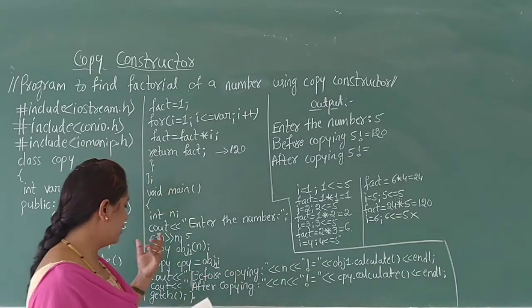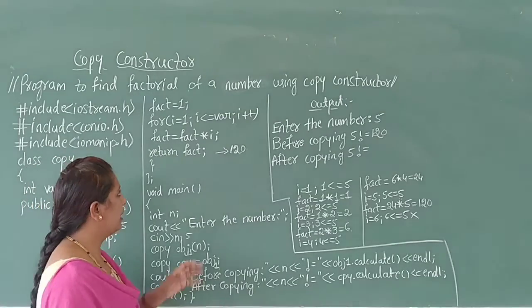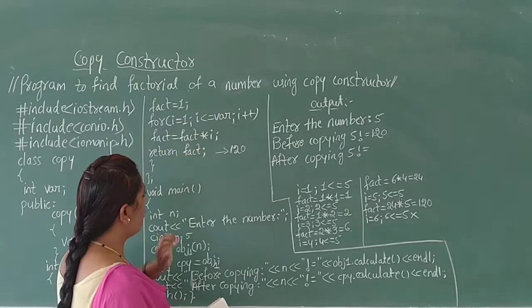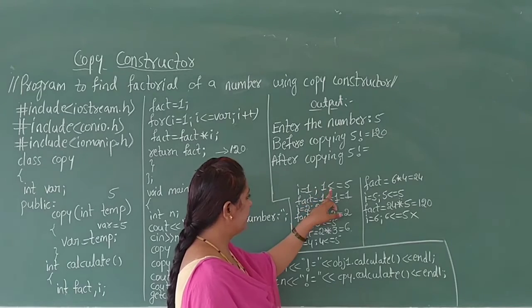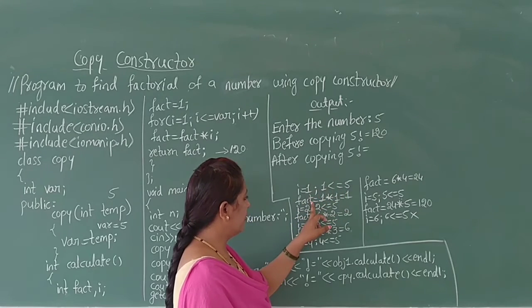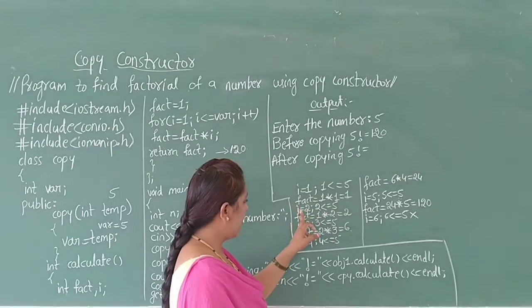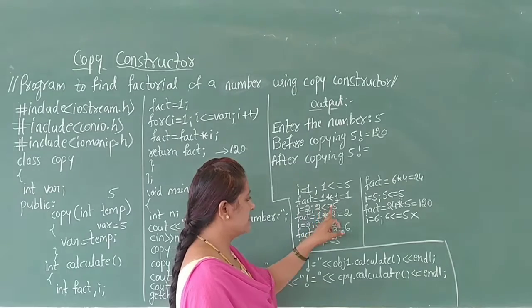Then it connects to the calculate member function and executes the following statements, and it reads the fact value as 1. Then again the for loop is executed with the initial value 1. Then 1 is less than or equal to 5. Yes, it calculates the fact value, 1 into 1 is equal to 1. Then the I value is incremented by 1. I is equal to 2. 2 is less than 5.